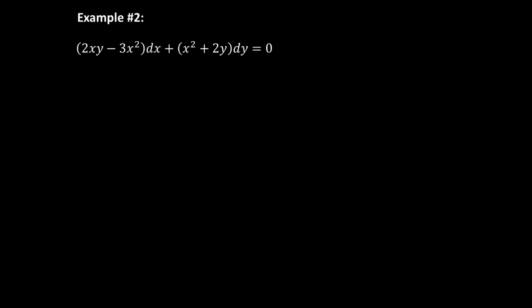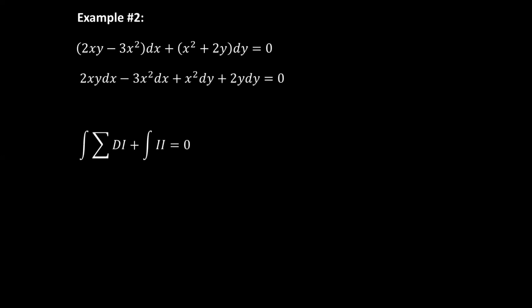Paki-state yung proceeding ng ating equation. The next move. Anong gagawin ko? Who can tell us the next step? 2x squared dx minus 3x squared dx. Pakilakas siya ng boses, okay? x squared dy plus 2y dy, equals to 0.